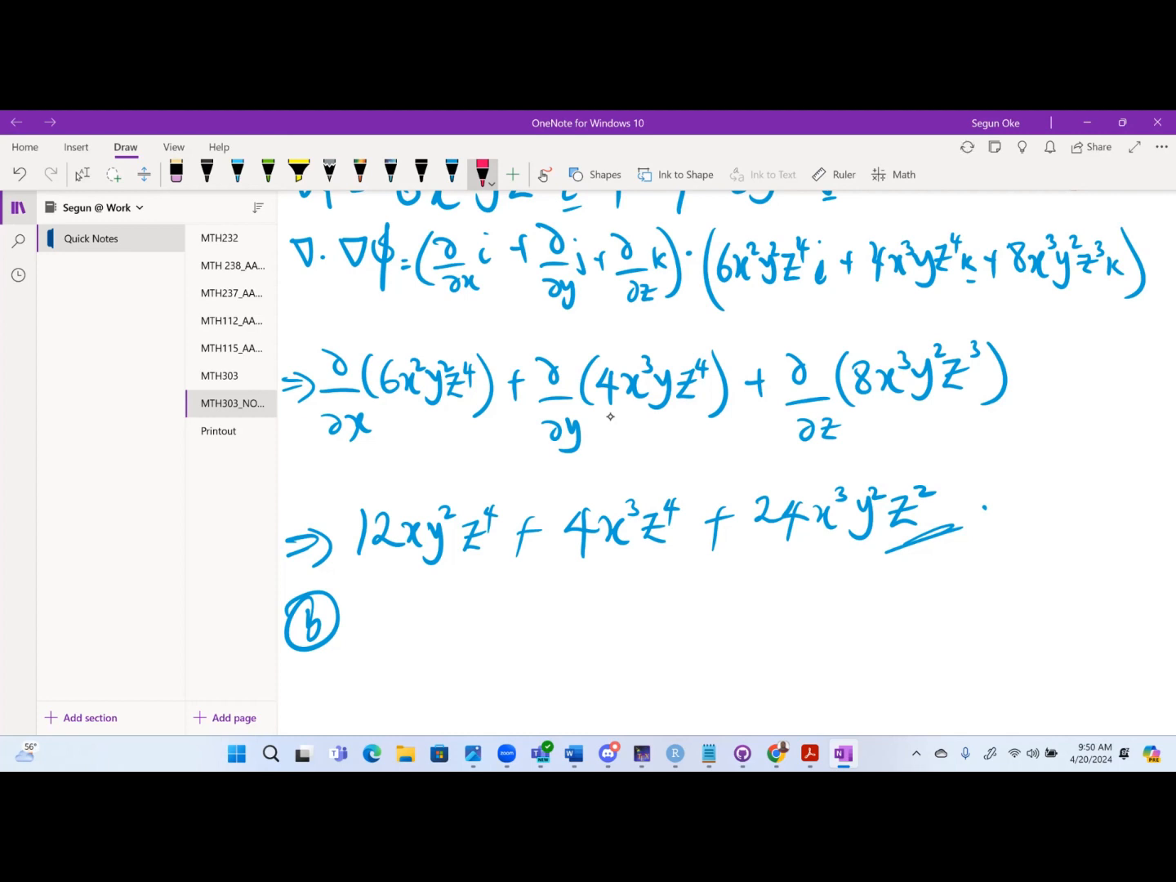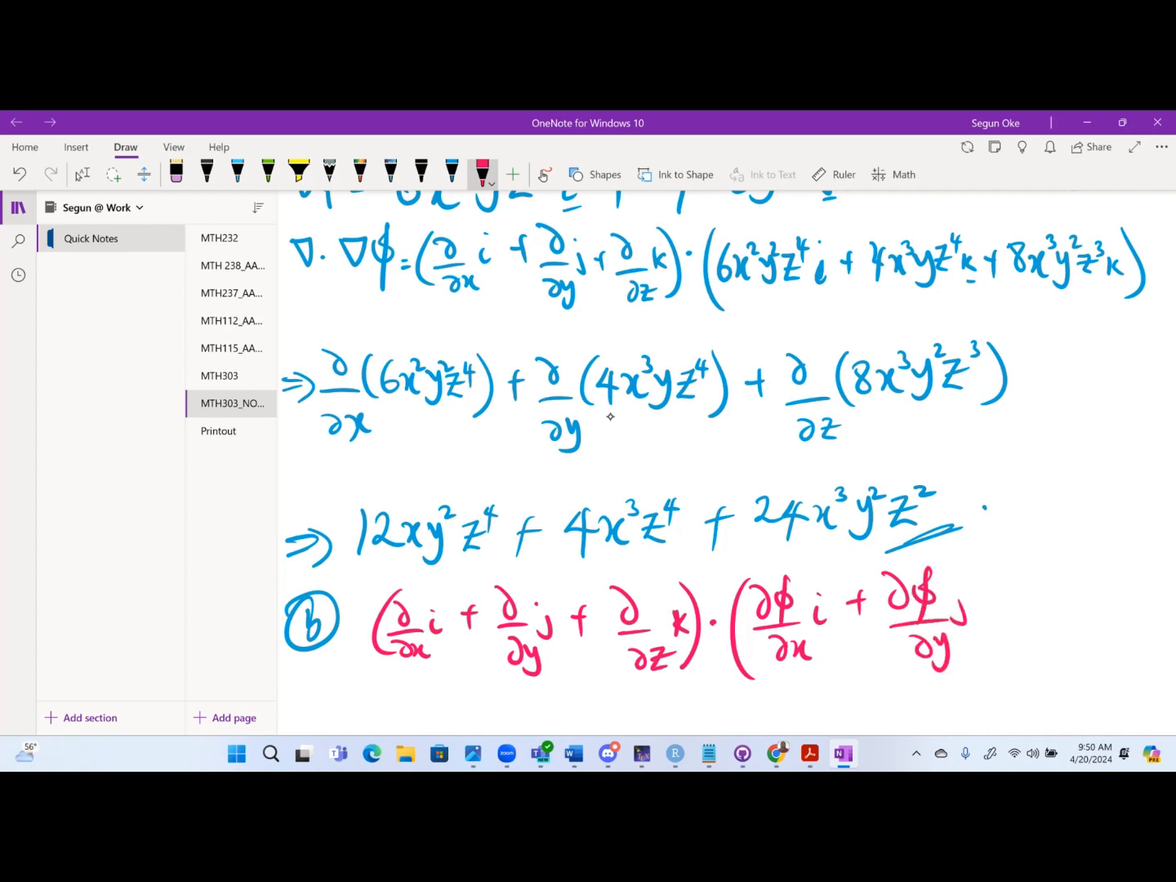So it is very simple. What is del? Del is d/dx i plus d/dy j plus d/dz k, dot the phi dx i plus the phi dy j plus the phi dz k. So how do we do that?